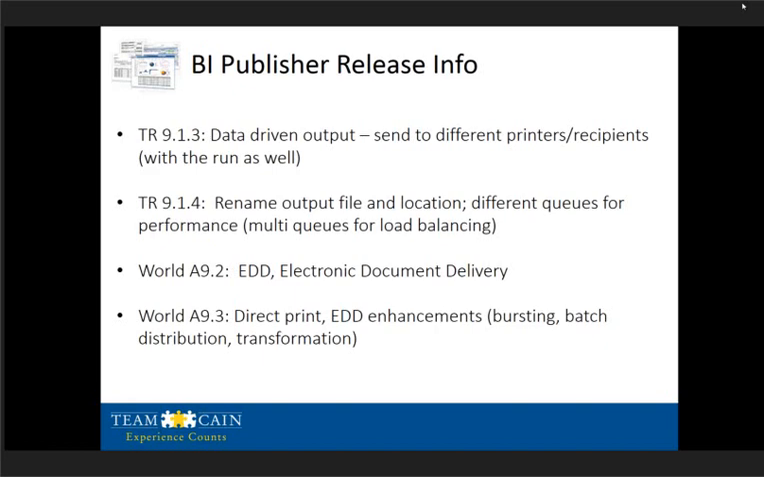It also occurred to Oracle that we're starting to have an awful lot of people streaming things through BI Publisher. So it might be an idea if we did something from the performance side. What they added in, and this is not something that you can necessarily control, i.e. direct output to, but you can set up multiple BI Publisher processing queues, and that can be used for load balancing, and the system does it itself. On the World side, with A92, electronic document delivery was added in, and in A93 also the ability to do direct print, and some of the same capabilities that were there in 913 for Enterprise One, so bursting, batch distribution, and transformation.